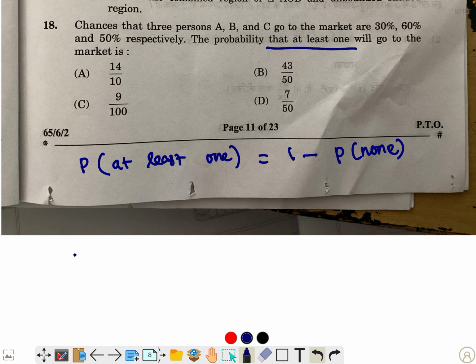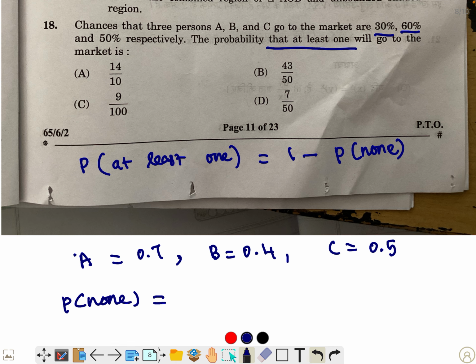First I have to find P of none for A. So P of none for A: he is going 30% means he is not going 0.7. Then B is going 60% means not going 0.4. And C is not going, that is 0.5. So we need to multiply these values to get P of none. P of none equals 0.7 into 0.4 into 0.5, which is equal to 0.14.